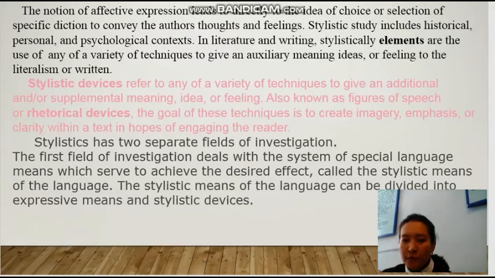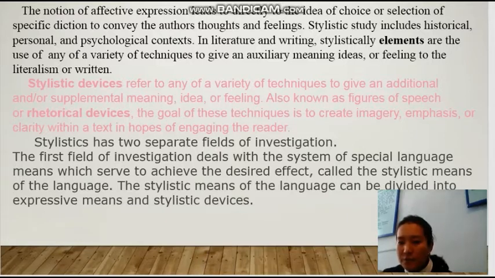Eventually, stylistic devices refer to any of a variety of techniques to give an additional or supplemental meaning, idea or feeling, also known as figures of speech. So we can call the synonyms of stylistic devices figures of speech or rhetorical devices. The goal of these techniques is to create imagery, emphasis, or clarity within a text in hopes of engaging the reader.